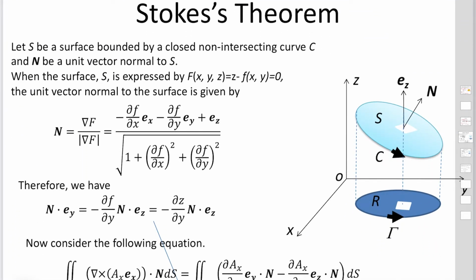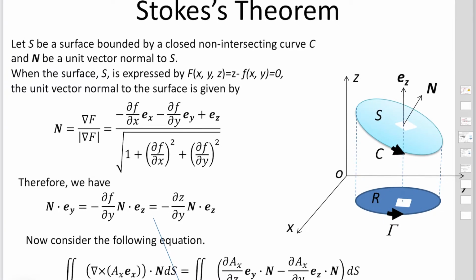Then I'd like to explain Stokes' law. Let S be a surface bounded by a closed non-intersecting curve C. This is the curve C. And let n be a unit vector normal to S. So this n vector is perpendicular with respect to the area.